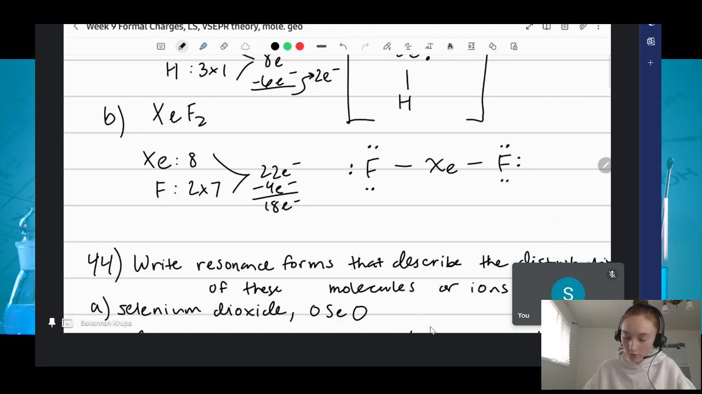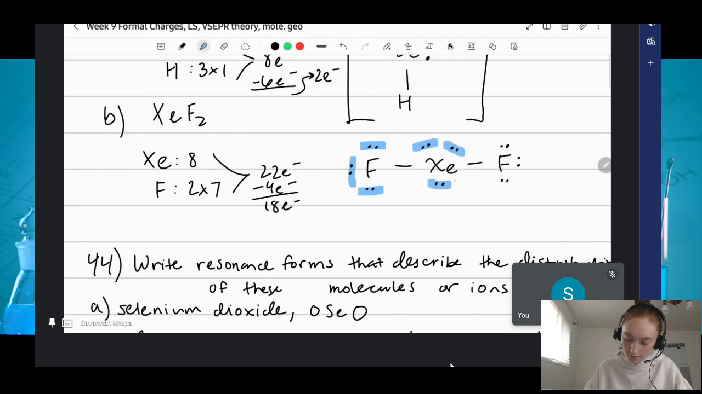And so that will be 12 so far. Since Xe can carry more than 8 valence electrons, we can distribute the rest of the 6 to the Xe. So that will have 2, 4, 6 left over. So that's what that will look like.